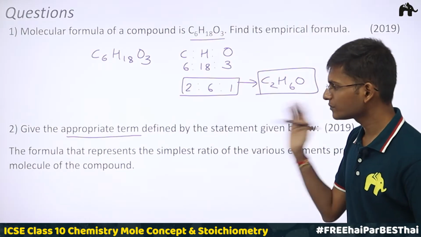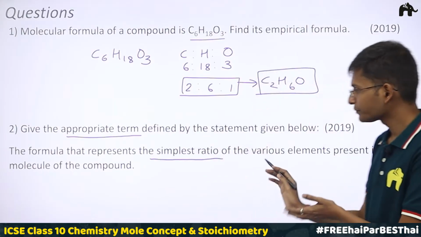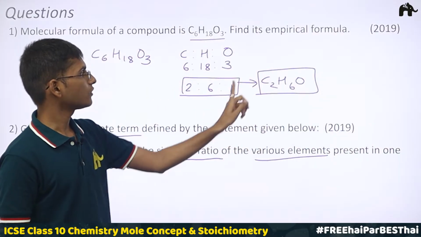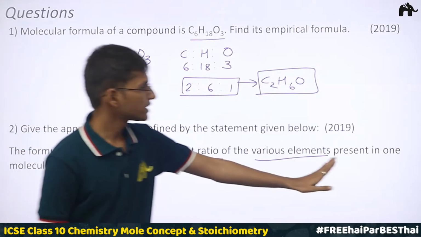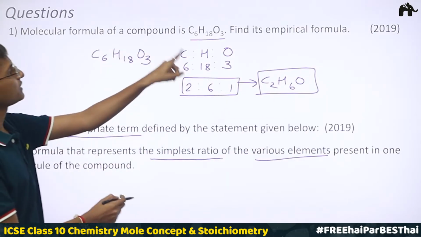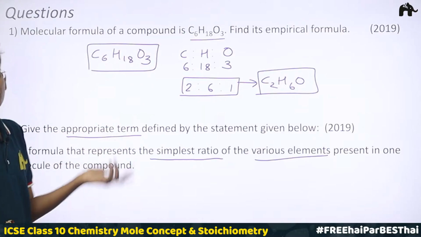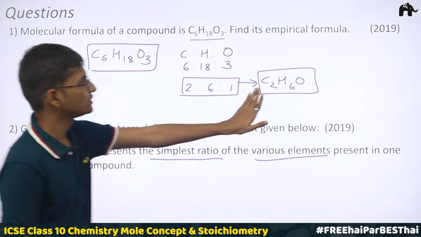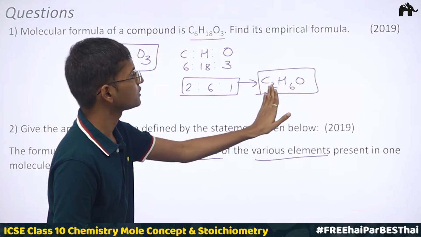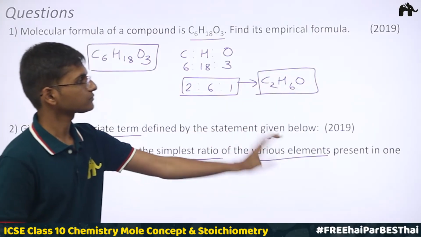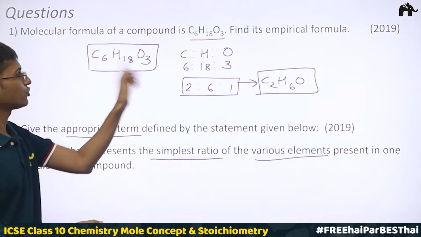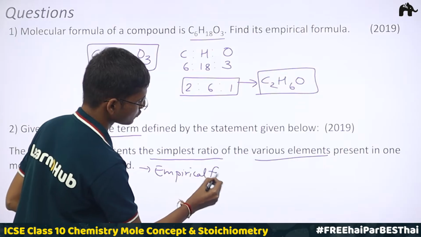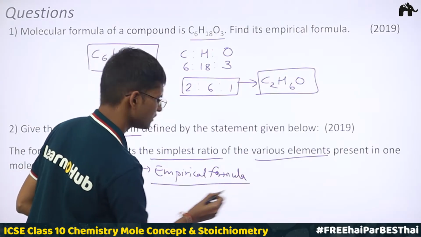So the statement is: the formula that represents the simplest ratio of various elements present in one molecule of a compound. Which formula is that? It is the empirical formula, because this formula represents the simplest whole number ratio of various elements present in one molecule of the compound. So once you know the concept clearly, you can answer different types of questions based on that concept.